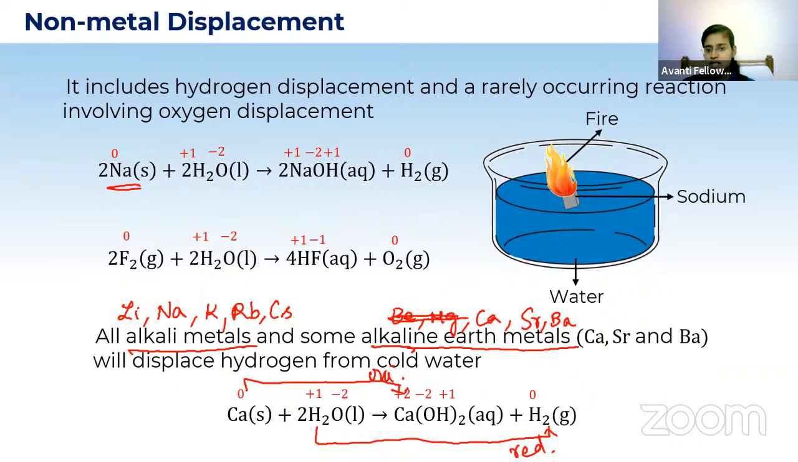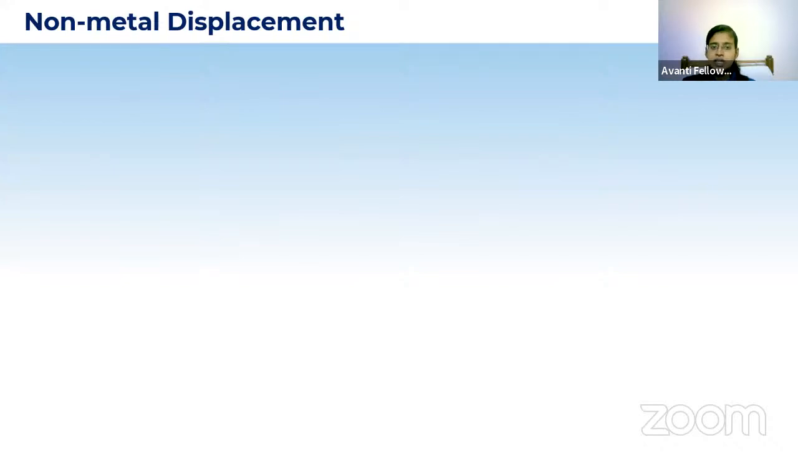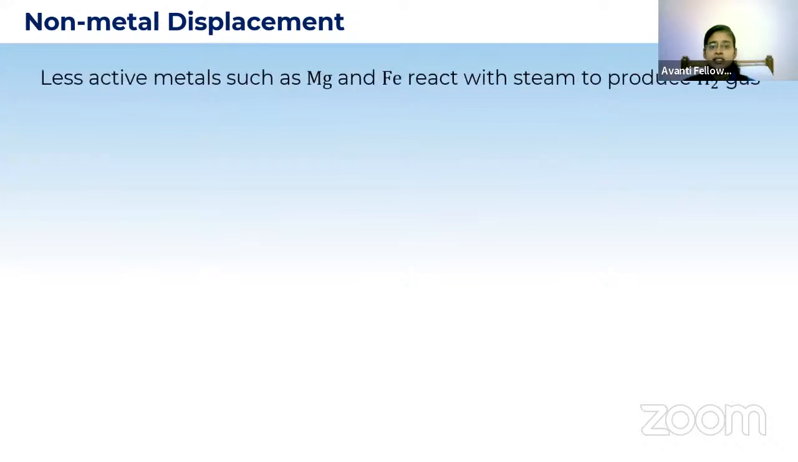So in all the 3 examples that you can see on the screen, hydrogen is getting displaced by the other element. The other elements are sodium, fluorine, and calcium. Okay. So now moving ahead with the non-metal displacement, the less reactive metals such as magnesium and iron react with the steam to produce the hydrogen gas.